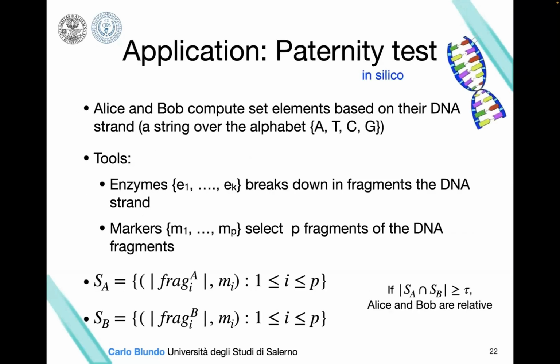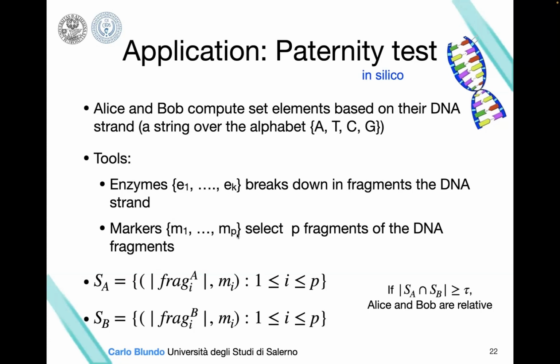And let me briefly show, since I think I'm running out of time, a couple of examples. You can implement a paternity test in silico. It's not very complicated to do this particular application. Privacy preserving. We don't want to exchange the DNA. The DNA can be seen as a very long string over the alphabet composed of the symbols A, T, C, and G. And then we have two tools. One is called enzymes, and the other is called markers. The enzymes just break down the whole string into fragments.